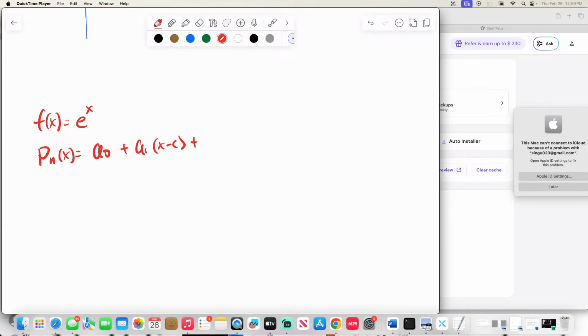Plus a2 times (x minus c) to the 2, plus a3 times (x minus c) to the 3rd, plus dot dot dot all the way to an times (x minus c) to the n. So this is like a polynomial. We're going to assume c is equal to 0. If c is equal to 0, it'll be x to the n. Is this okay? So this is some type of polynomial.